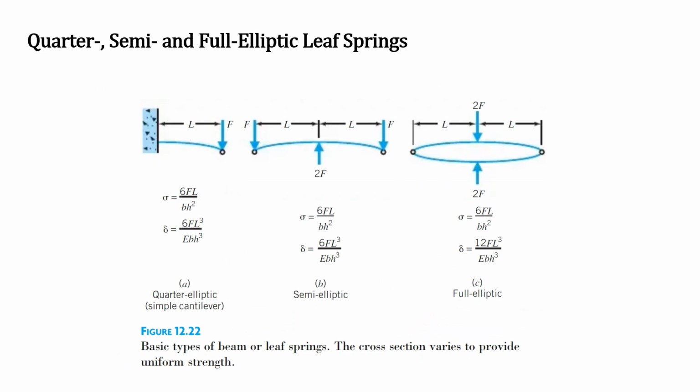So figure 12.22 just shows the different types of leaf spring situations that we have. In this case, we have a semi-elliptic, so that's what we're going to be using for the rest of the problem. We also have a quarter elliptic, which is just a simple cantilever beam, and then we have a full elliptic as well.